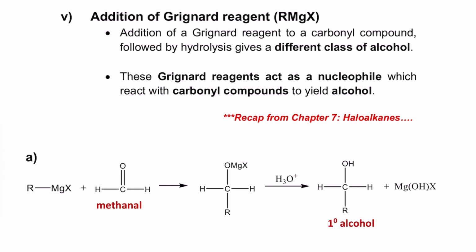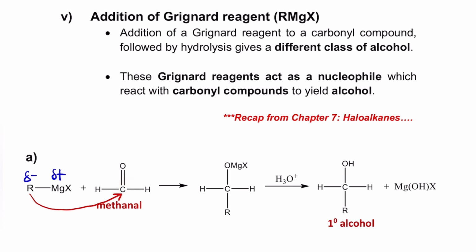So basically, we are going to recap this from chapter 7, haloalkane. I'm just going to put the general equations only. So if you want to take a look more at this part, watch my videos about chapter 7, haloalkanes for Grignard reagent. So this Grignard reagent will act as a nucleophile because, as you know, magnesium here is always electropositive. So this one is electropositive, automatically the alkyl group is electronegative. So this alkyl group will attack the carbon, which is the carbonyl carbon. This carbon is electron deficient.